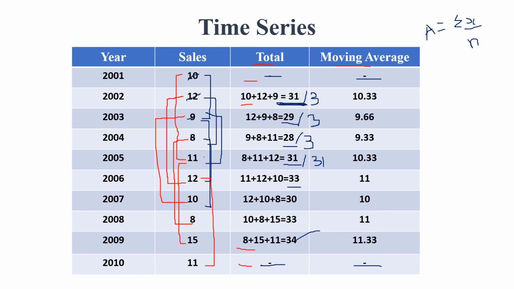So this is about the time series, 3-yearly moving and 5-yearly moving average. The 4-yearly moving average will be taken in the next sub-lecture.